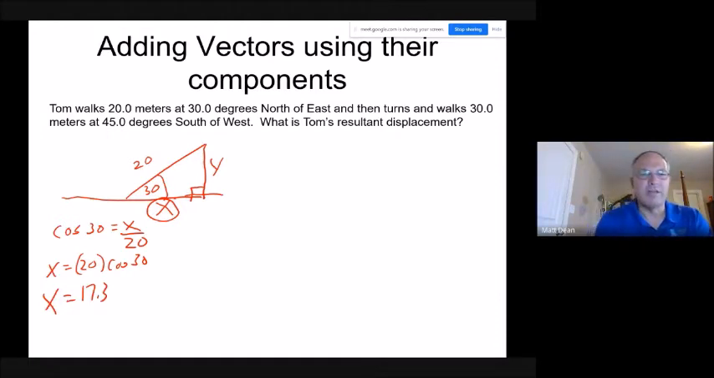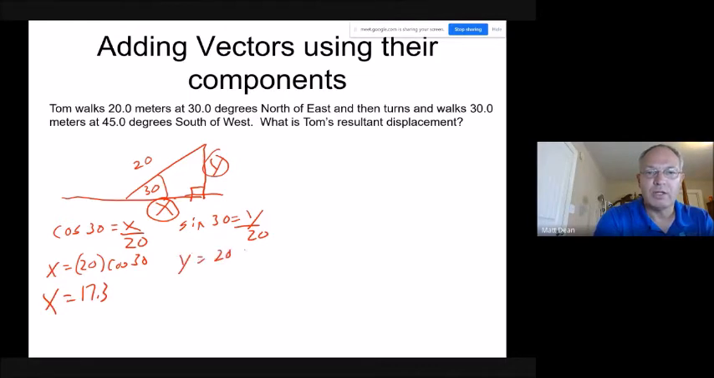All right, so now we want to do the same thing with the vertical component. To find that, we're going to use sine, because sine is opposite over hypotenuse, and this y is opposite of our 30-degree angle. So we're going to say sine 30 equals y over 20. Solve for y. So y is equal to 20 times the sine of 30. And when we do the math on that, 20 times the sine of 30, we end up with 10. It's going to be meters.